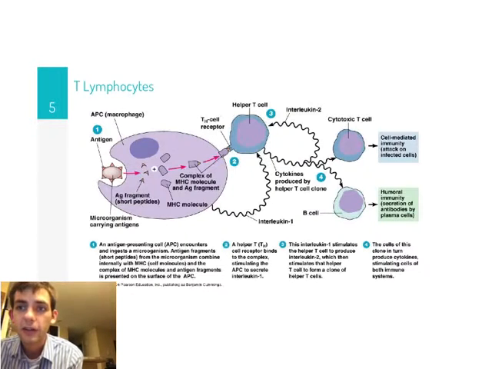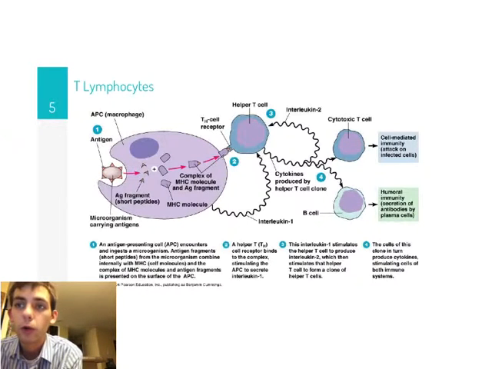These helper T cells are going to combine to the complex, and that triggers that antigen-presenting cell to produce a hormone called interleukin-1. That interleukin-1 is then going to stimulate more helper T cells. It's also going to cause that helper T cell to produce something called interleukin-2, which is what's going to stimulate the T cell to produce clones of itself. This is an example of positive feedback here.